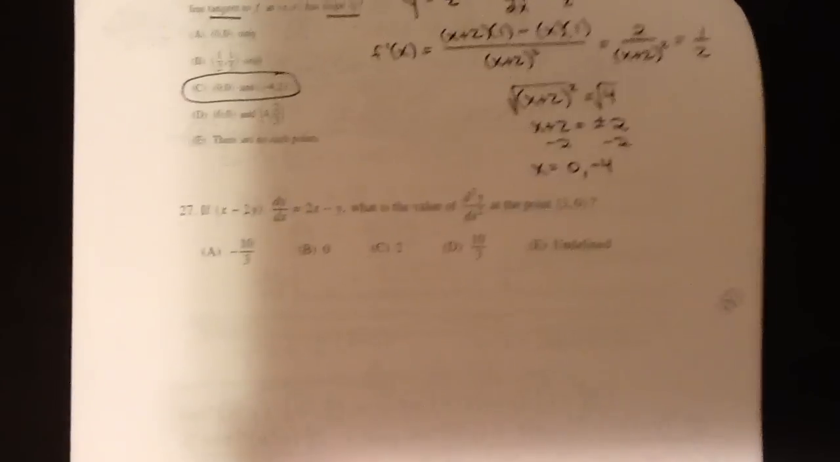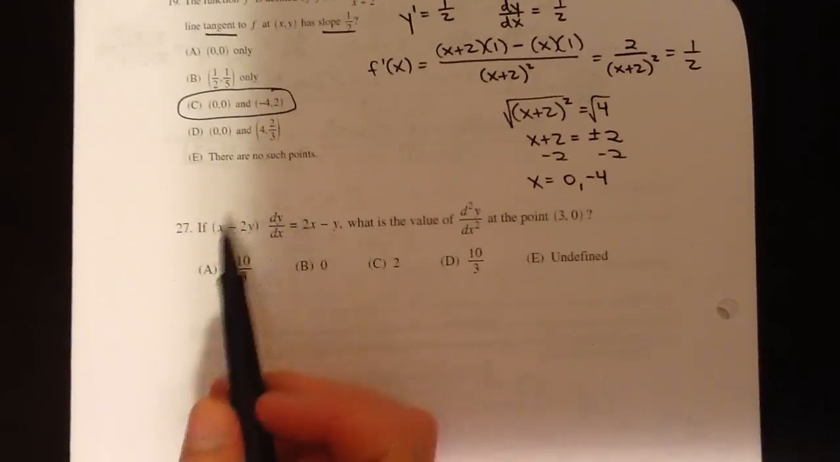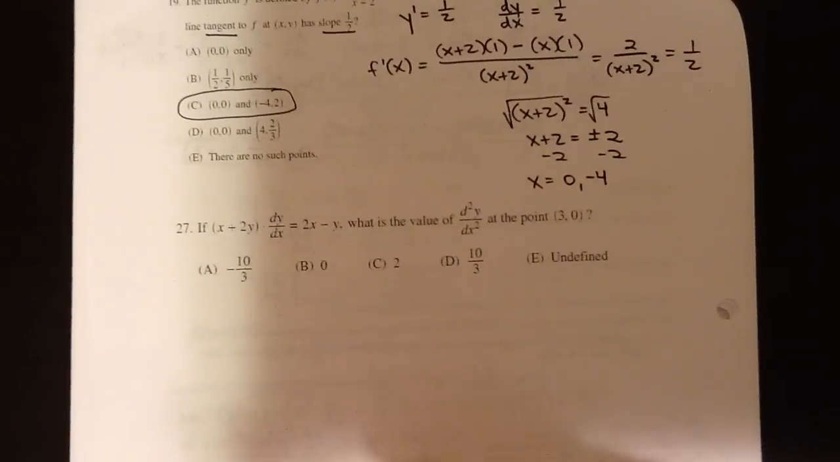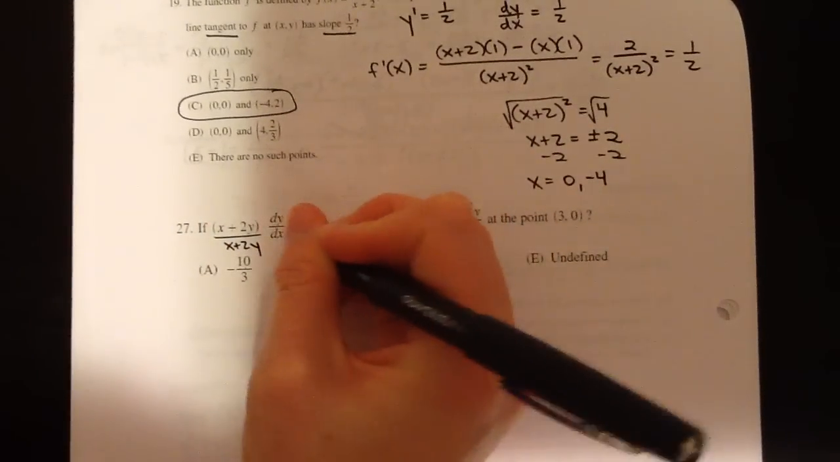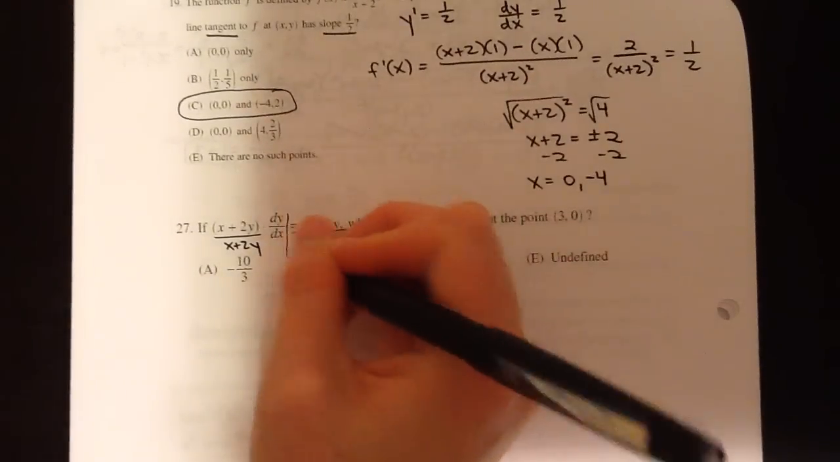All right, last one here. We can do this together as well. This one basically hands you the first derivative, just with a slight tweak that you need to make. All you need to do is divide both sides by the x plus 2y. So that right there is our first derivative.